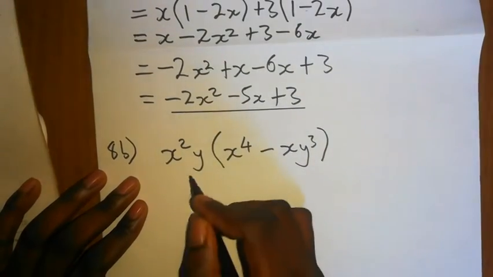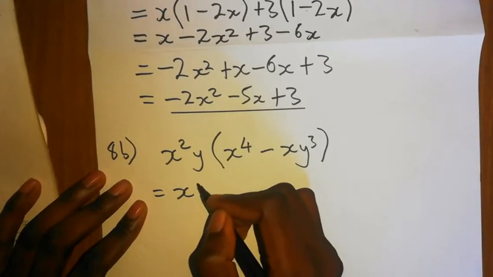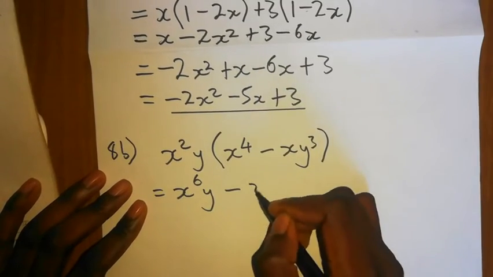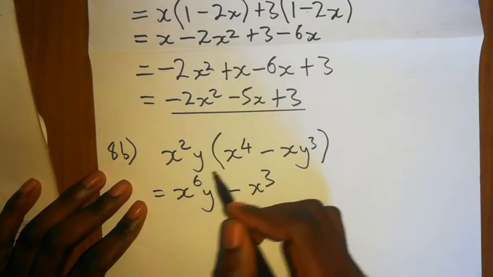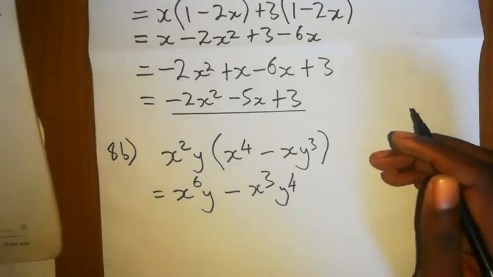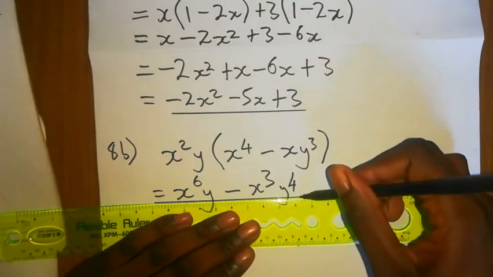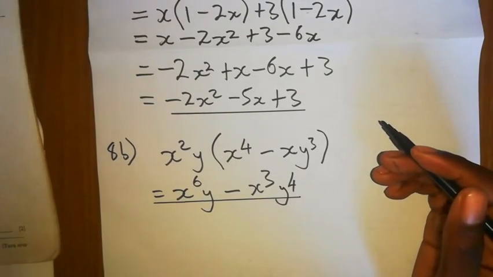I'm going to multiply here. I'm going to obtain is equal to x to the power 6 y minus x to the power 3. Here it's x squared times x is x to the power 3. Then y times y to the power 3, that's y to the power 4. That is your answer. It's done. So we're done. Then I'm taking you to the other one.